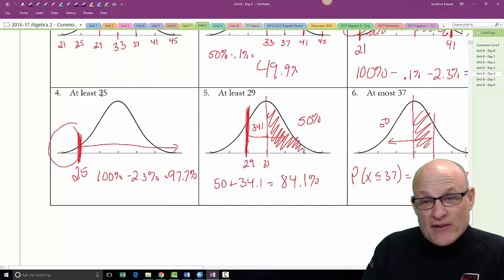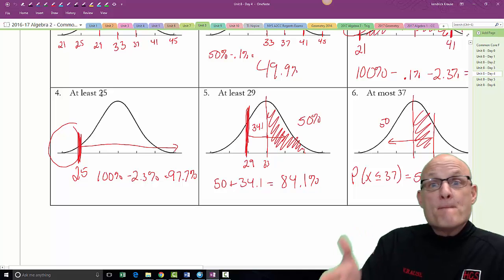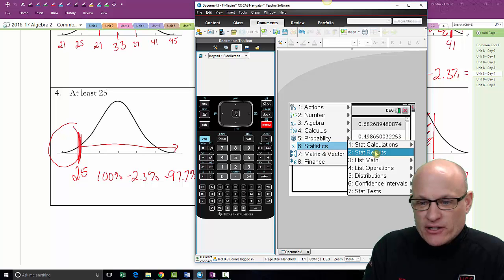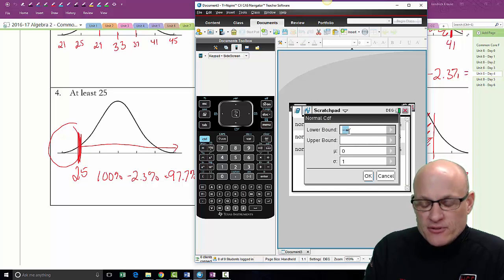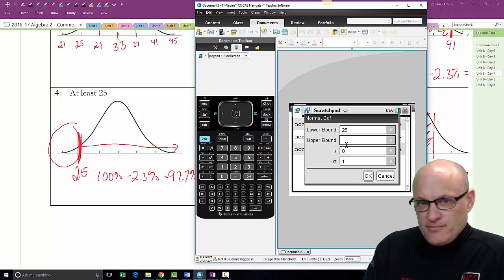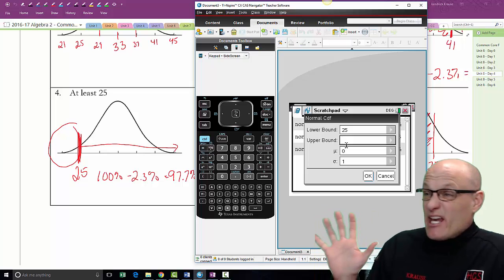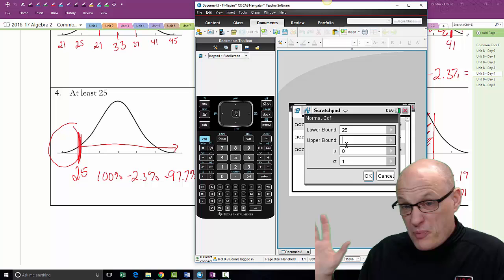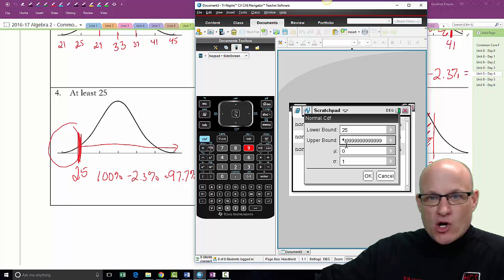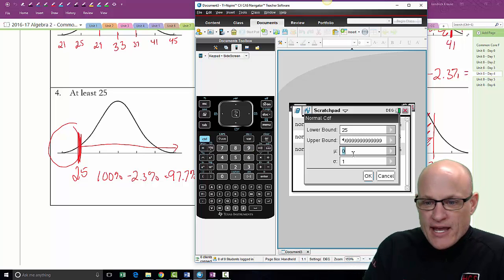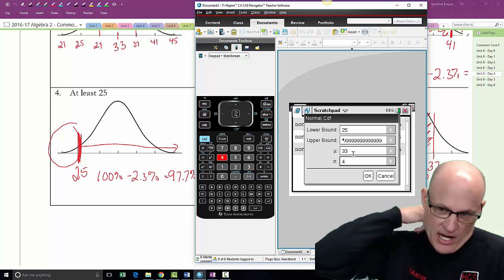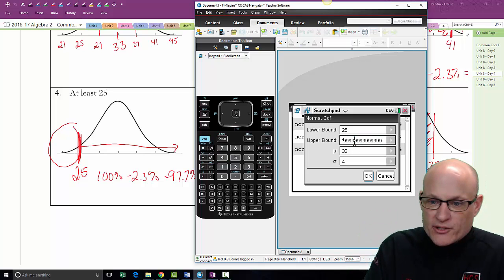I said at least 25. That means 25 or more. So 25 is the lowest we can do it. Now, you're not going to be able to adjust it. You got to do it like this. Distributions, normal CDF. So the lowest it can be is 25. The upper bound is what? It's infinity. It's a big, ginormous number. The easiest way to do that is just put in a whole bunch of nines, right? It's just so huge, and it makes no difference. 33 and 4. So if you ever need to put in a lower bound or upper bound, you can do that.